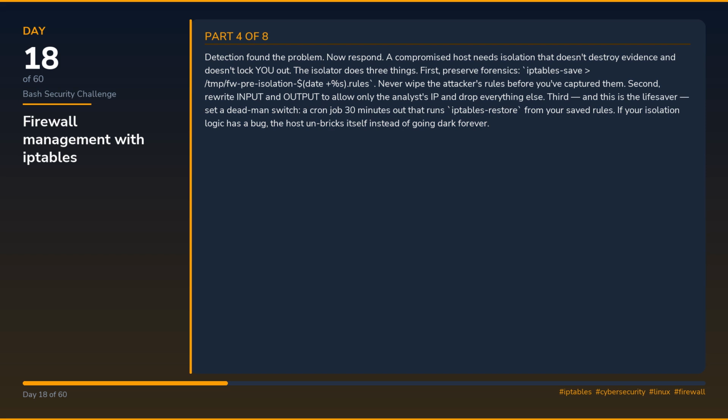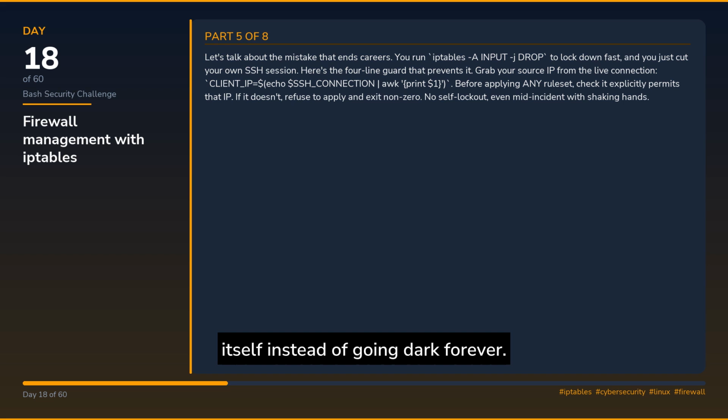Second, rewrite INPUT and OUTPUT to allow only the analyst's IP and drop everything else. Third, and this is the lifesaver, set a deadman switch, a cron job 30 minutes out that runs iptables-restore from your saved rules. If your isolation logic has a bug, the host unbricks itself instead of going dark forever.